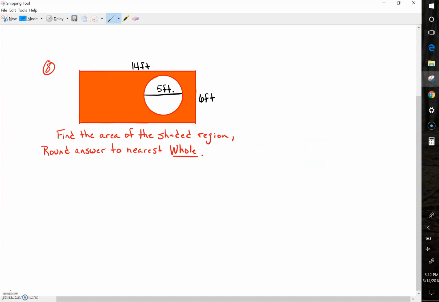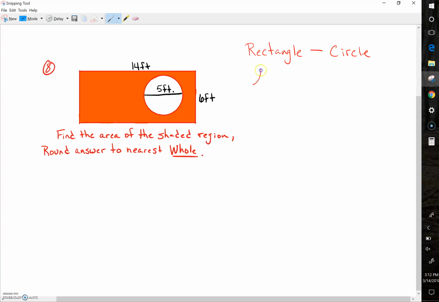So 2 more. It's number 8. Find the area of the shaded region. So on these type of problems, you want to make a plan. We have a rectangle. And if it was totally filled in, we know how to find the area of that. It's not totally filled in. They have taken away, they've subtracted a circle from the center of that rectangle. So rectangle minus circle is going to give us our answer. We need to find the area of both.